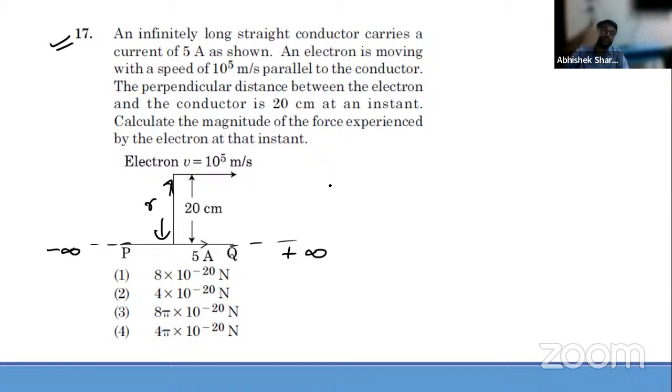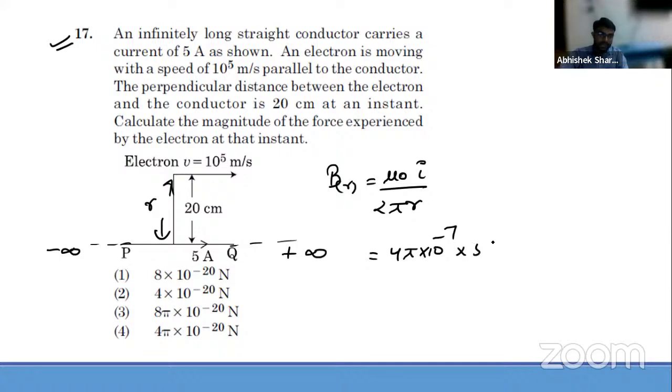We know due to an infinitely long wire, the magnetic field at any point at an r distance from the wire will be how much? It will be equal to mu naught I by 2 pi r. Mu naught value is 4 pi into 10 minus 7. Current I value is 5 ampere. 2 pi is how much? 3.14. R is 20 centimeter, 20 upon 100. Okay. This is the magnetic field intensity. What is this? This is the magnetic field intensity. Okay, understood.